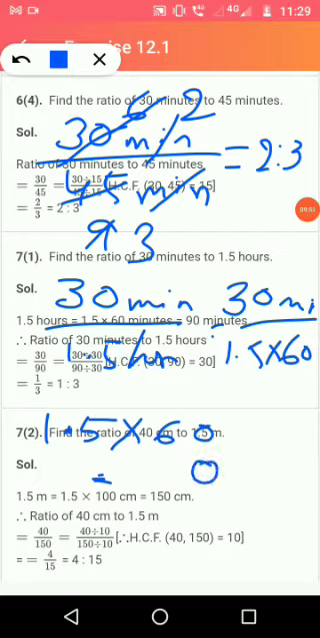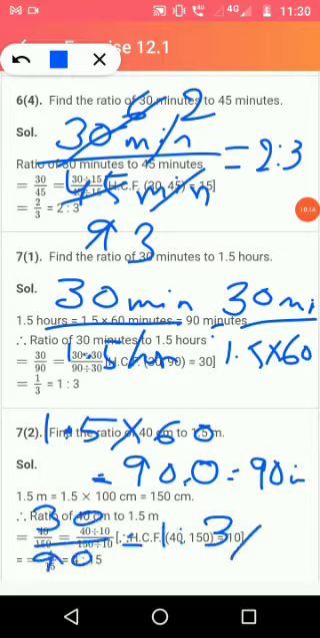There is a 0. 15 into 6 is how much? 90. There is one decimal place. So in front of 1, I will put a decimal place. So it is 90 minutes. Right? So this will be equal to 30 by 90 minutes. So it is 1:3. Okay.